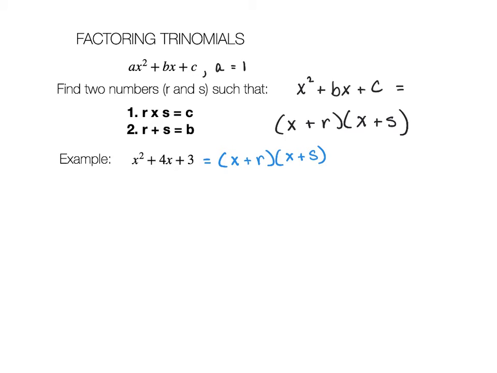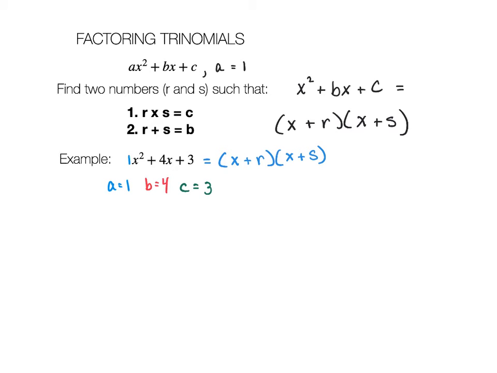Now to do this, to figure out what r and s are, we know the x and the x. To figure out r and s, we want r times s to give us the value of c. Well, what's c? c is the constant term. But at the same time, we want r plus s to add up to b. So let's first identify our a, b, and c. So a is 1 right there. b is 4. And c is the 3.